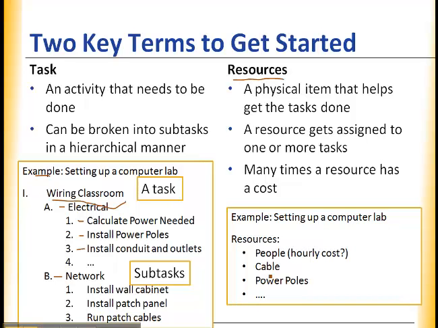So resources could include people, and it could also include things. So I might need cable. I might also need power poles. You see how this is going to end up building up for us to estimate the cost of our project.